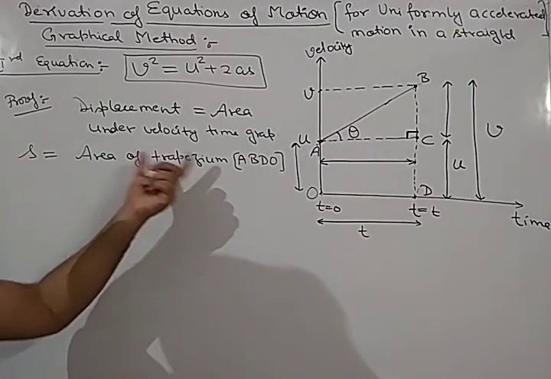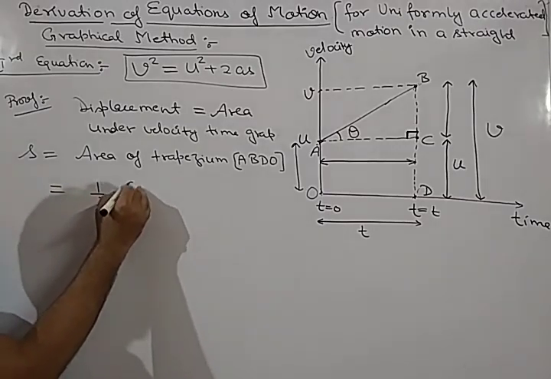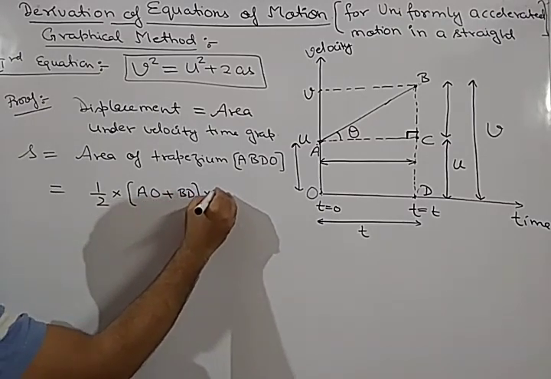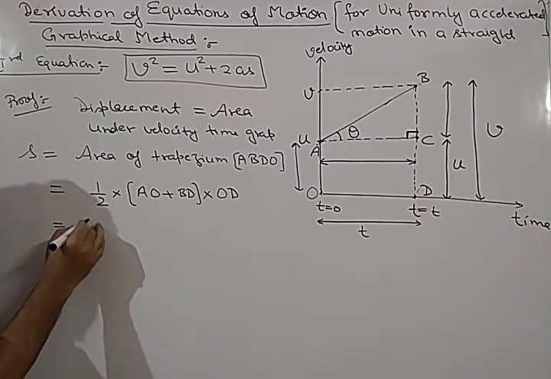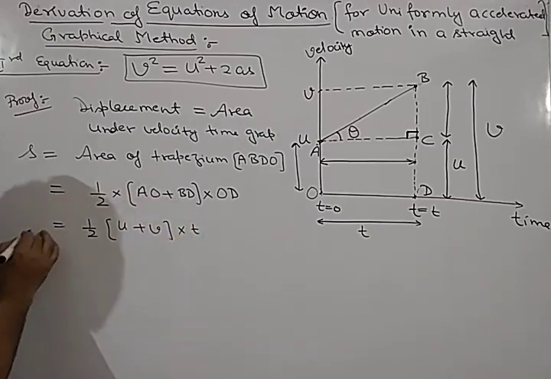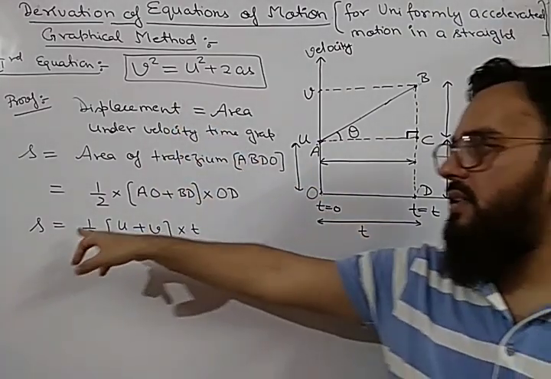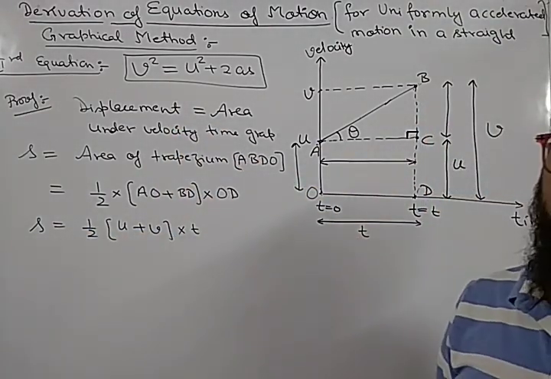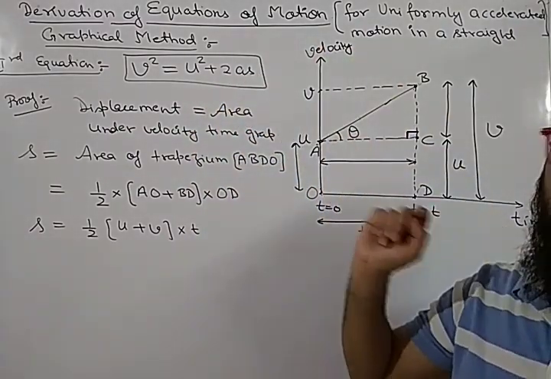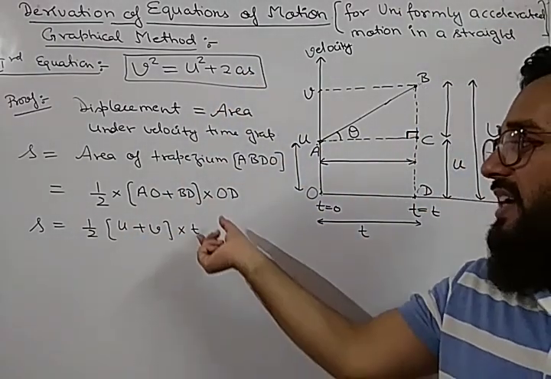Same step which we have used earlier. Now what is area of trapezium? It is half into sum of parallel sides. Again same, AO plus BD into distance between them, which is OD. So first we are going to put the value. What is AO? It is U plus V into T. Up to here it is same, like in the second equation, we have done all these steps. Again these steps are same for the third equation also. But now if we see the third equation, there is no term of time. Time is not there. But in this step, time is coming there. Means we have to eliminate time now.